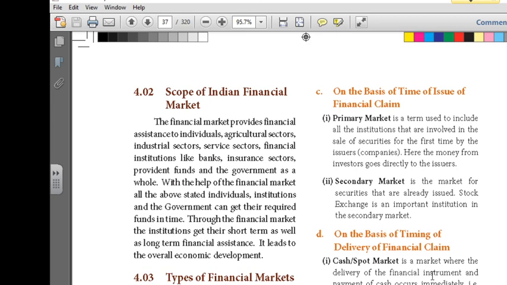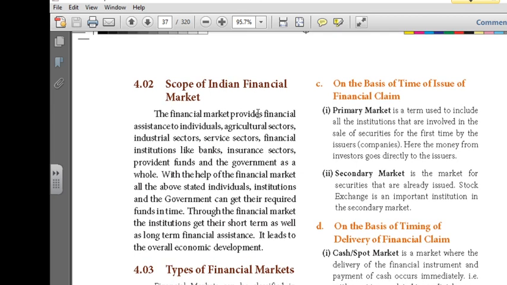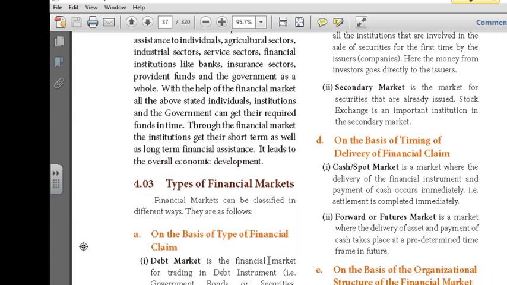So let us see what the scope of the Indian financial market is. Finance serves individuals, agriculture sectors, industry sectors, service sectors, and banks, insurance, provident fund and government. With the help of the financial market, individuals, institutions or government get their required funds in time. So what are the types of financial market?